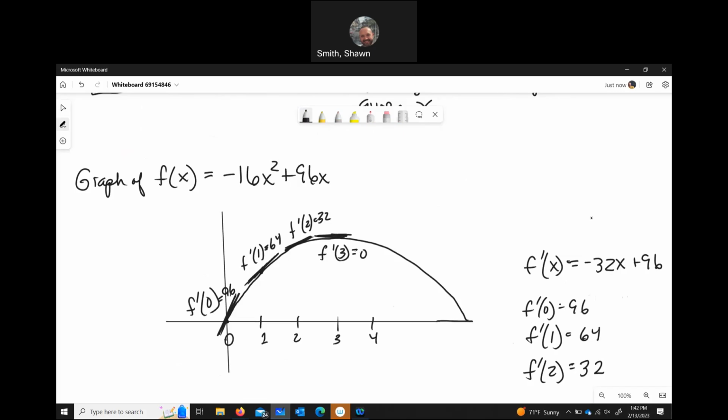It is flat, a horizontal line right there. And I'll go out to 4 and 5 and 6, and you can see all the slopes are changing to be steeper, but negative, as you progress along. F prime at 4 is negative 32. Mirror images. F prime at 5 would be negative 64, and f prime at 6 is negative 96. So that's a visual illustration of how the slope of the tangent line relates to the actual function.